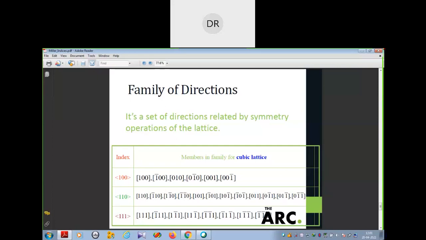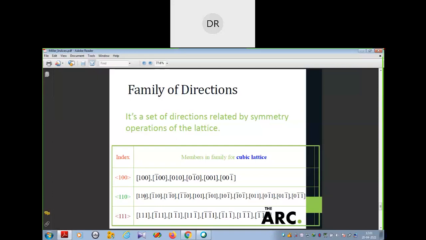And in 111, how many are there? Total will be 9, 1 2 3 4 5 6 7 8. Oh sorry, there will be 8, with 111: 1 2 3 4 5 6 7 8. This will be 8. You understood this one? How can you make this? That means here in this case only one coordinate will be 1, either in the x, y or z axis, and in some cases that will be a negative coordinate. That's why 1 bar is also written for the negative direction.